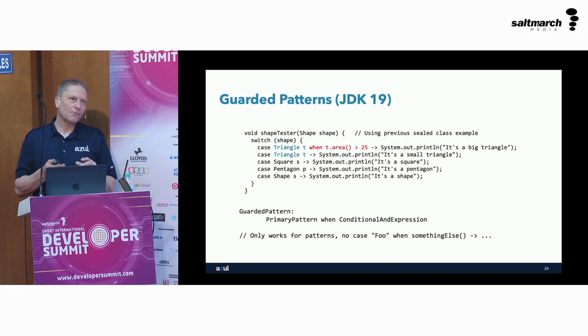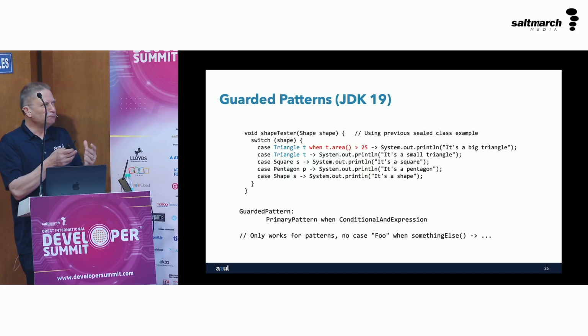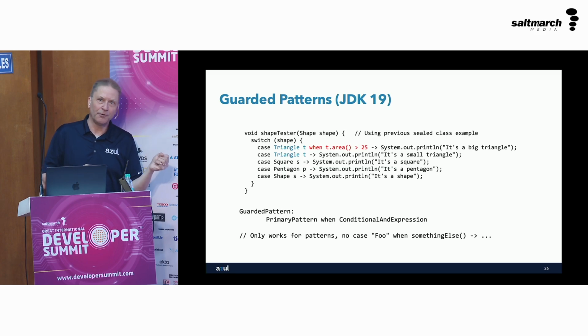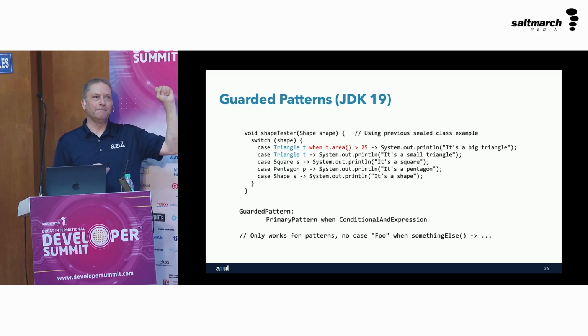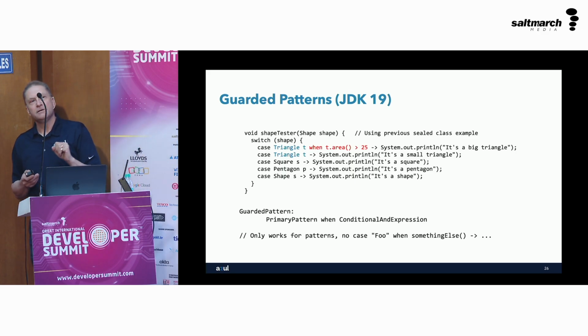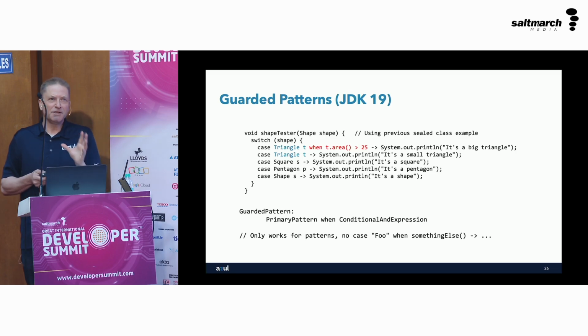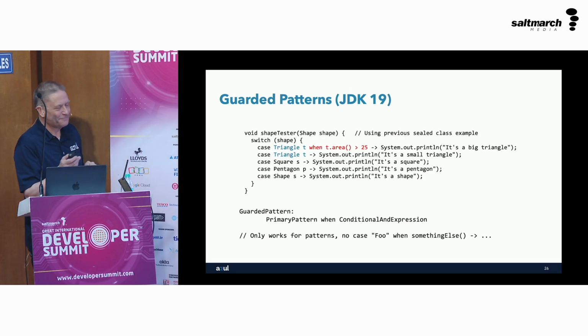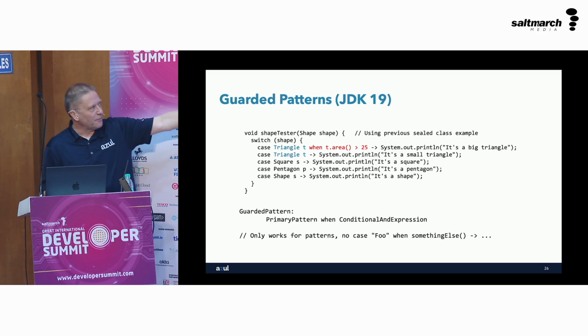But then they decided that they wanted to make it more readable, I suppose. And they said, rather than using double ampersand, the AND operator, we will use a new keyword that we'll introduce called when. So now we have case triangle t when t.area is greater than 25. And I'm not convinced that's a great idea. And I'll show you why in a moment. But we can have the guarded pattern there, and we say if it's greater than 25, then we do that.